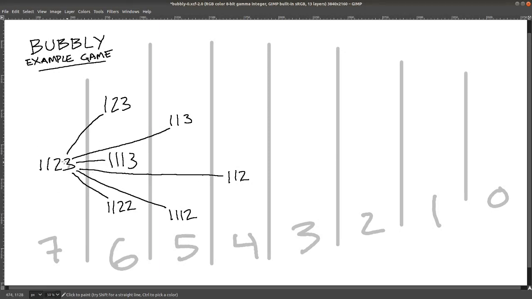Okay, you don't have to put the arrowheads on here because we know the game always proceeds from left to right, because you're always removing bubbles. Okay, great. So now we have to do that for every other state.